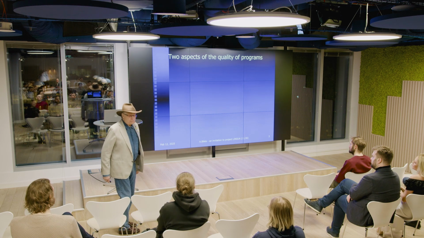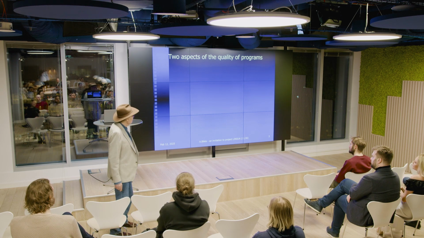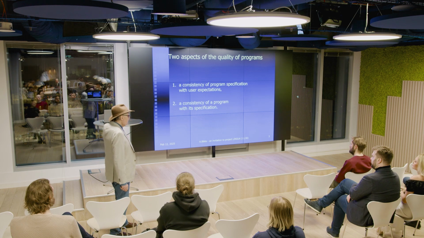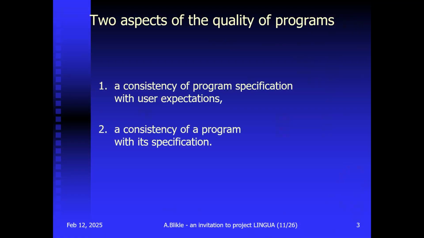Now, there are two aspects of program quality: consistency of program specification with the expectations of the user, and consistency of the specification with the program, consistency of the program with the specification.